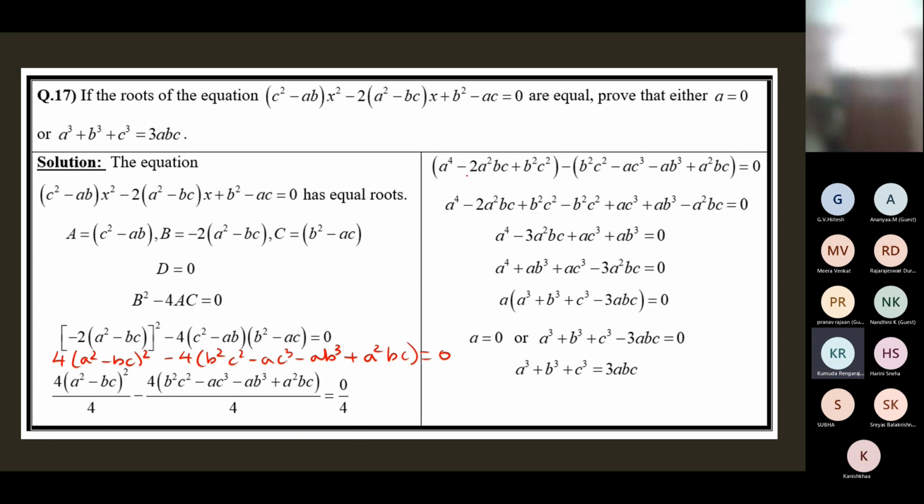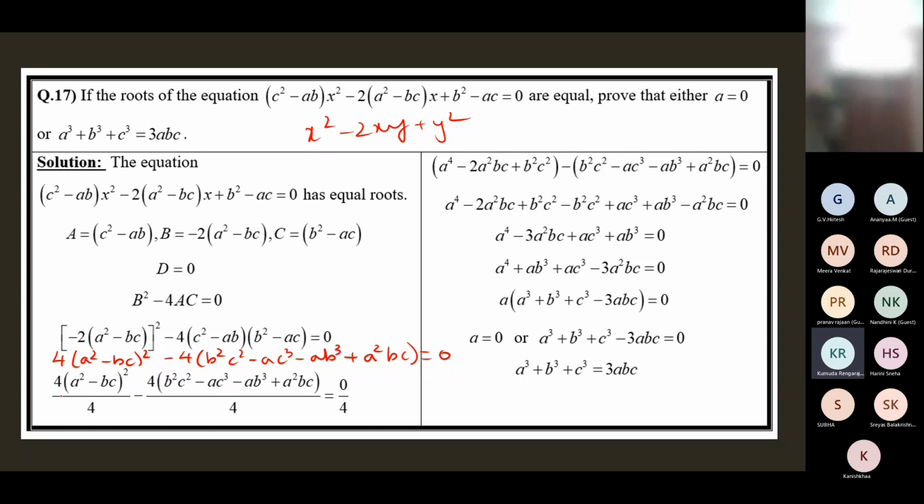So you're left with, you'll have to square this. This is like x minus y the whole square, which is x square minus 2xy plus y square. So that's what you see here.